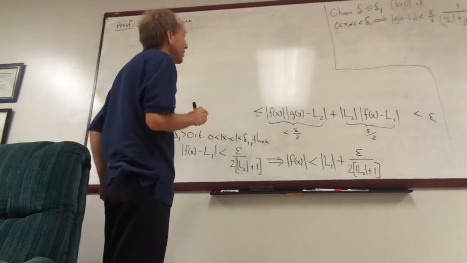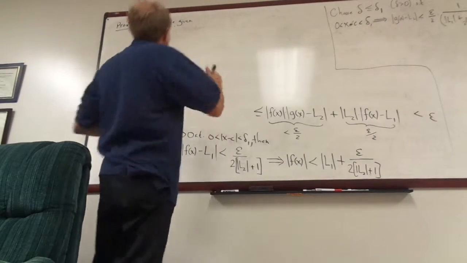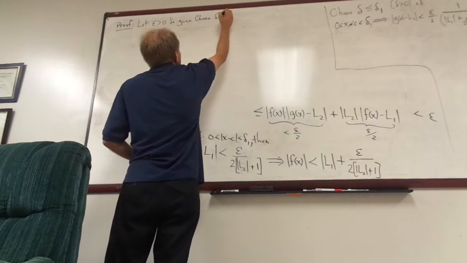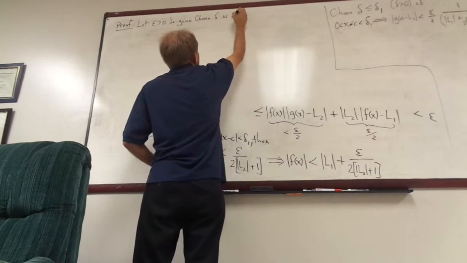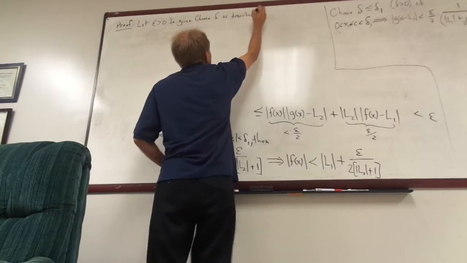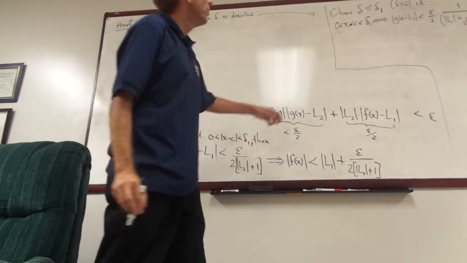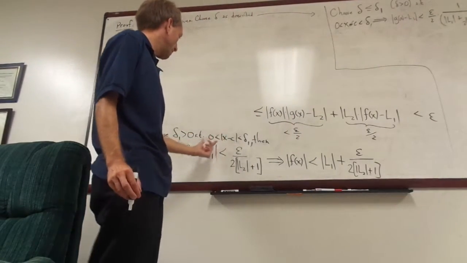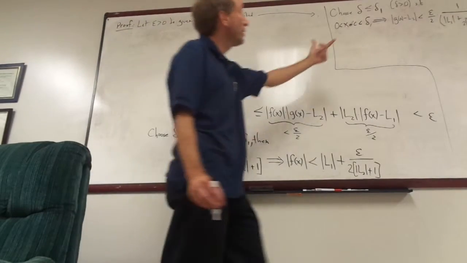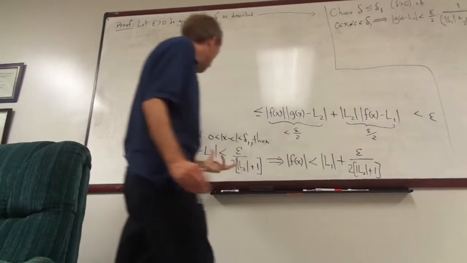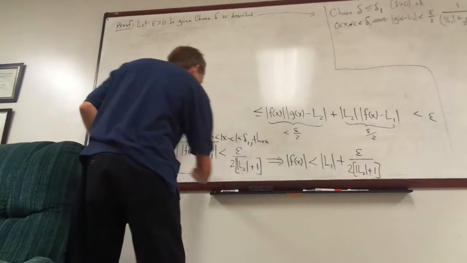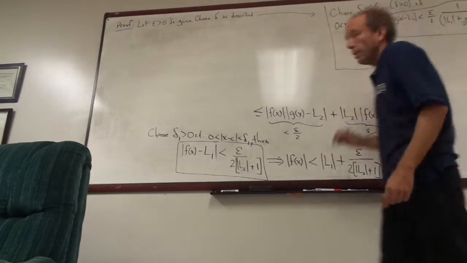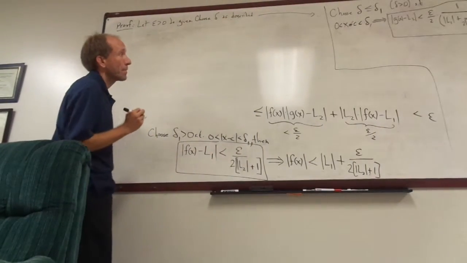Let epsilon greater than 0 be given. And then we have to choose a delta. Well, there's the delta over there. So I'm going to choose delta as described over here. Okay? So it has to be small enough that this is true and this is true. So we're choosing a delta such that this part is true right here and this part is true right here. So we've got those two expressions in our hands.